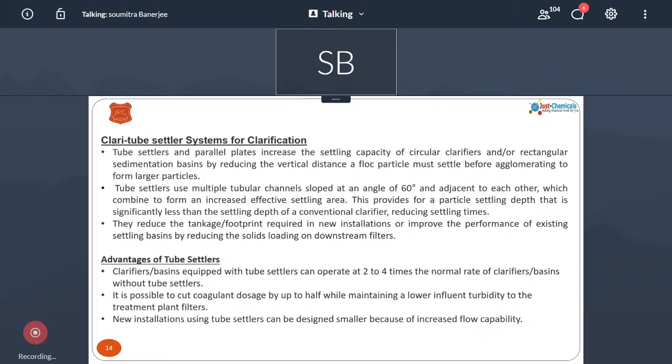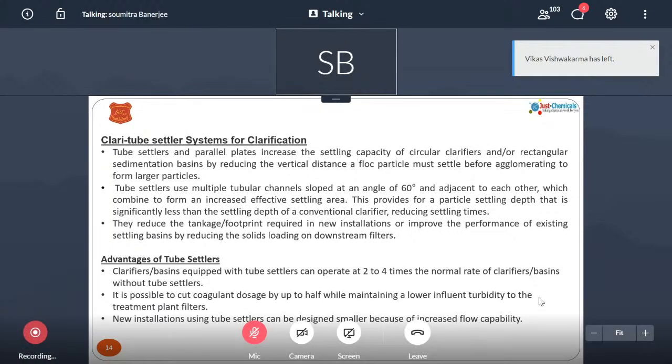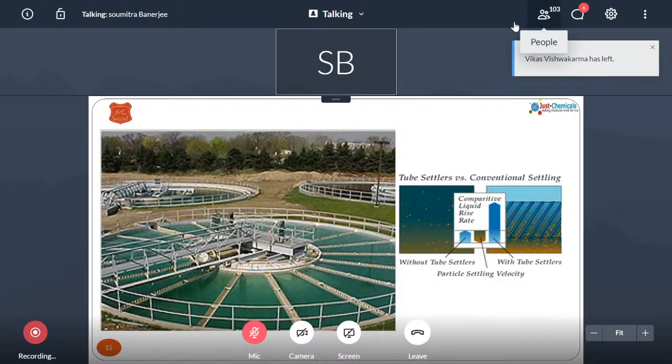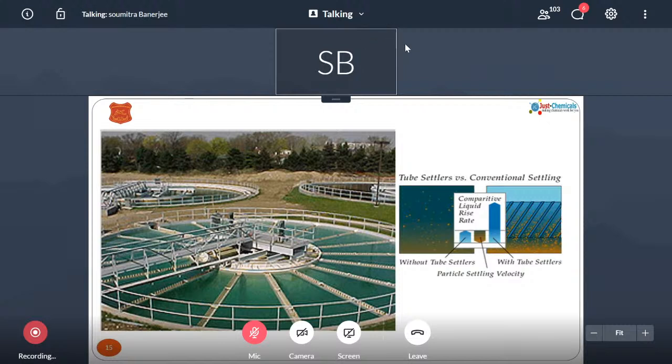These vessels are tube settlers which can operate at 2 to 4 times the normal rate of conventional clarifier basins. It is possible to cut coagulant dosages by up to half with these types of clarifiers, and new tube settlers can be designed smaller because of the increased flow capacity. And from the top, it looks like a conventional clari-flocculator. Here is the flocculation zone, and this is the sediment retention zone. You can't see the plates in this picture here.